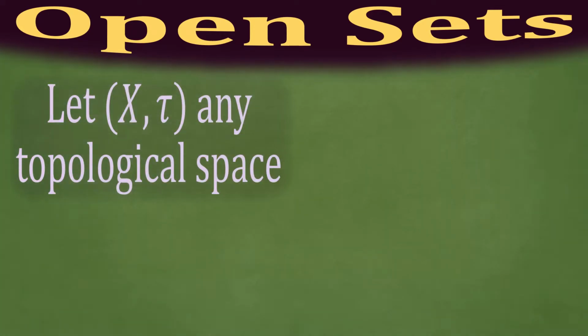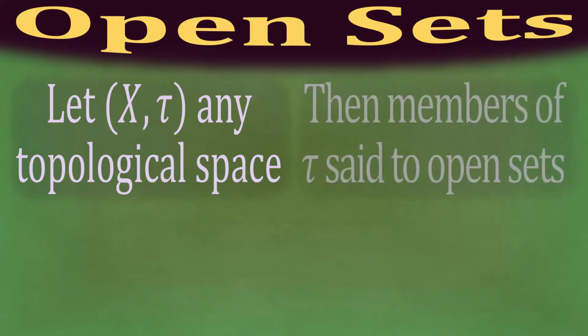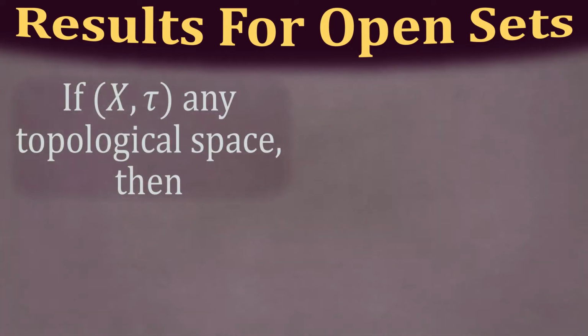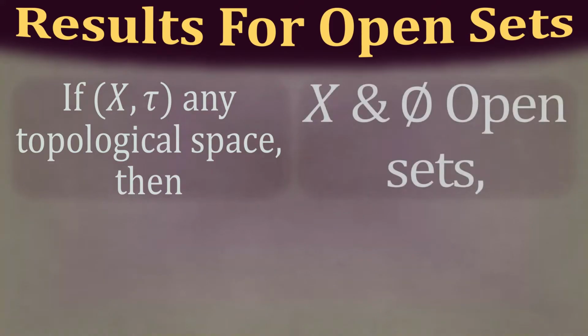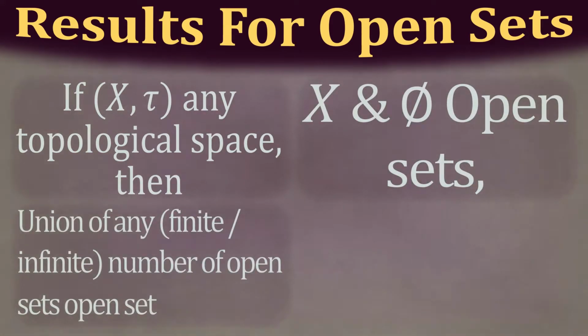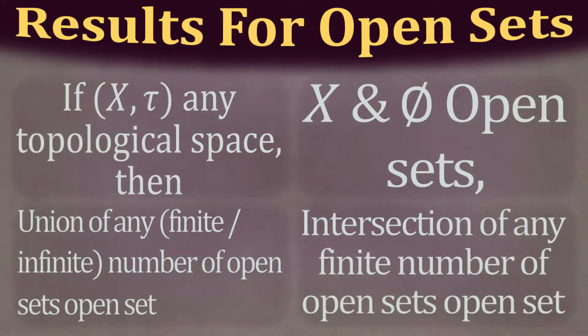Following on, let's define open sets. Let (X, T) be any topological space. Then the members of T are said to be open sets. Hence, let's give results for open sets. If (X, T) is any topological space, then first, X and the empty set are open sets. Second, the union of any finite or infinite number of open sets is an open set. Third, the intersection of any finite number of open sets is an open set.